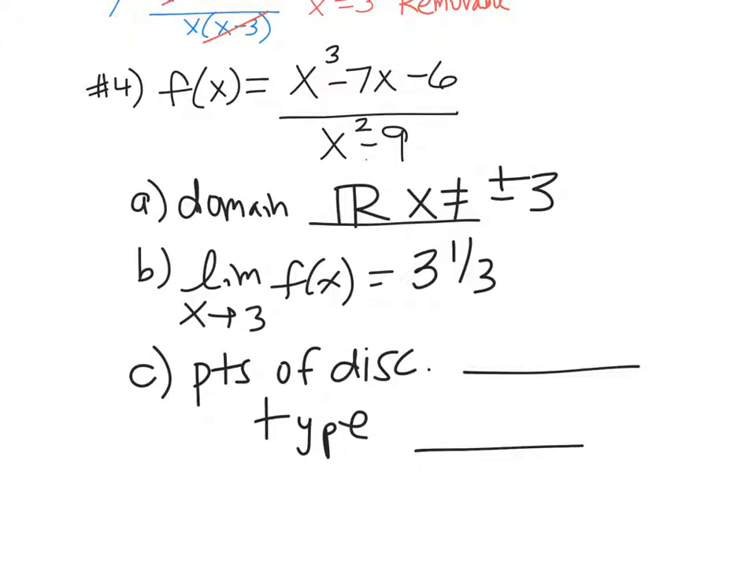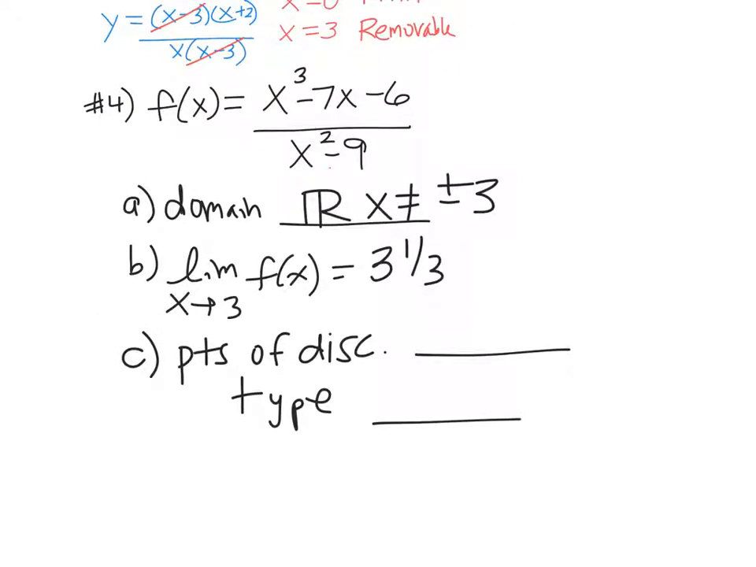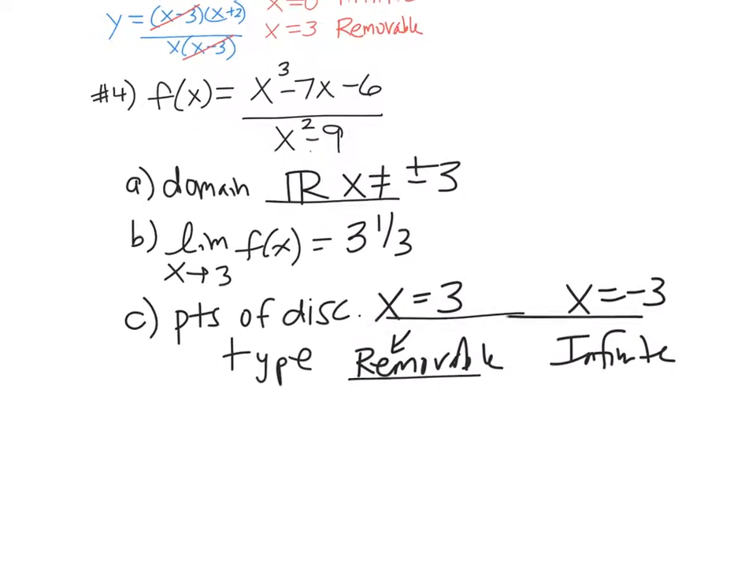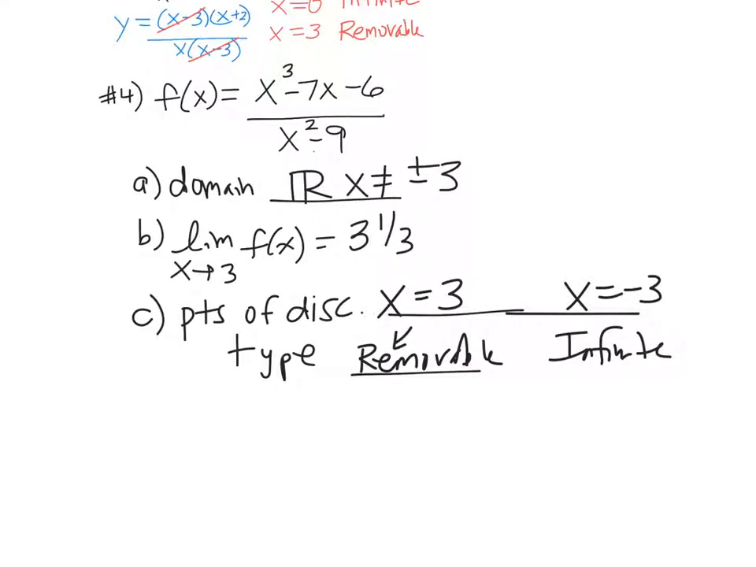All right, so the points of discontinuity are going to be at x equals 3, and the type is removable. That was a hole in the graph. And then at x equals negative 3, and that one was infinite. It's a lot like the last problem that we did. Then they're going to ask you what y would be at the removable point. y would equal 3 1/3 at that point to make it continuous.